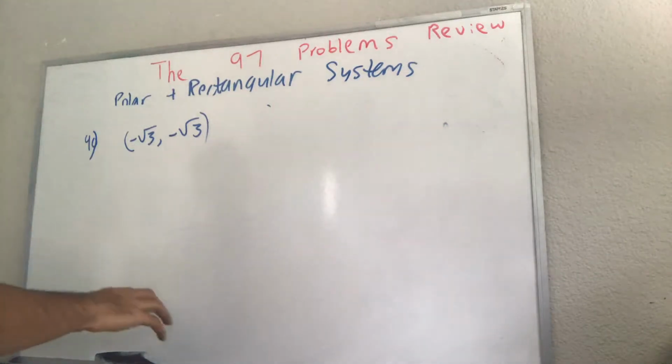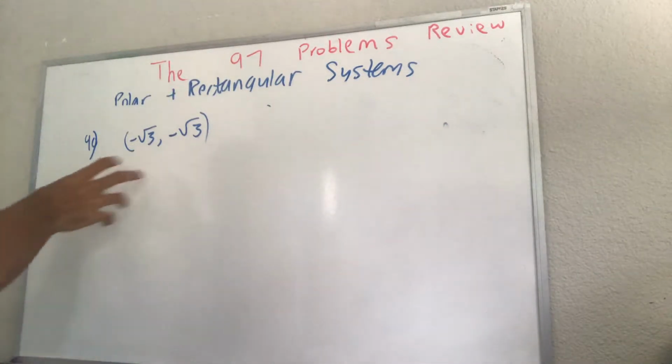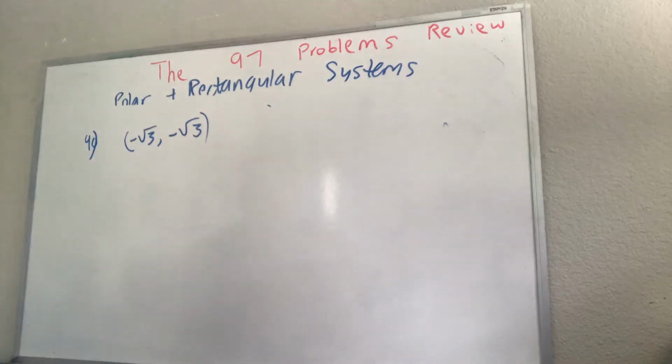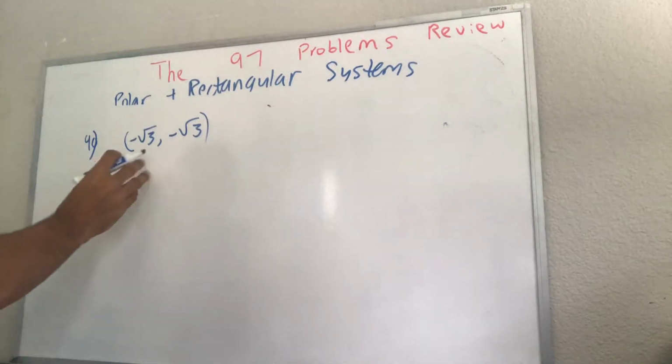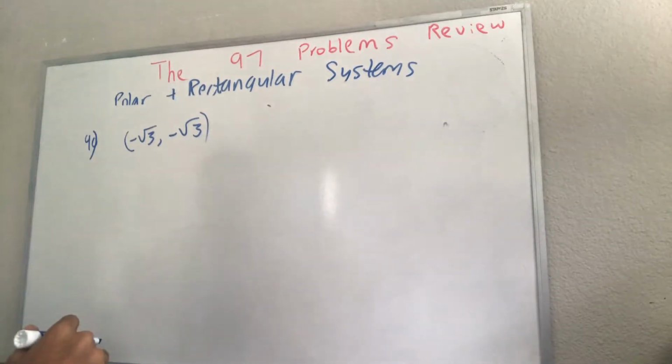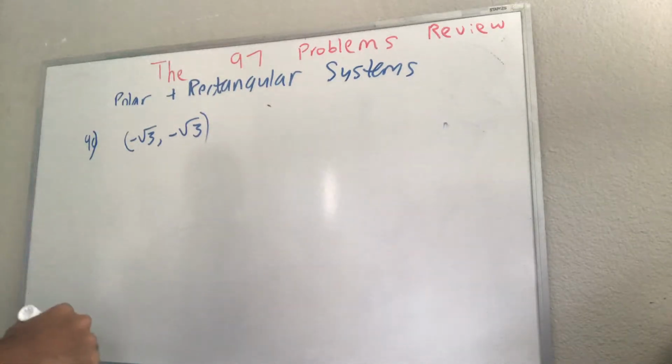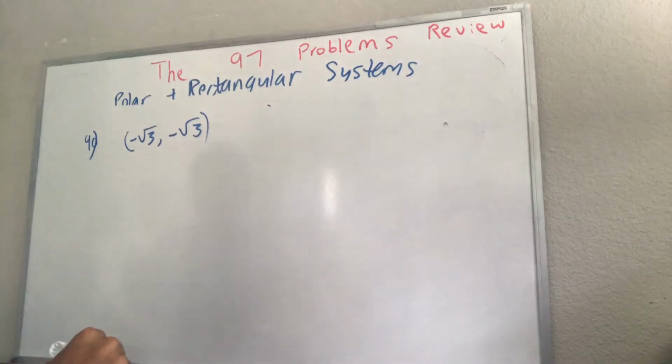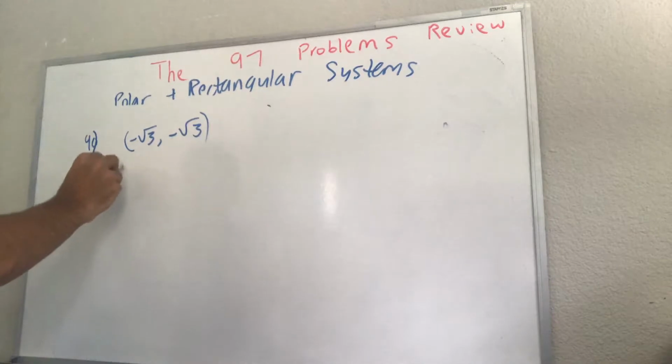So here I have question number 90. Again, we have negative root 3 comma negative root 3, that is in the rectangular system. We want to convert this into the polar form, right? So again, what I would do is x squared plus y squared is equal to r squared. So we know that gives us 3 plus 3, that's 9. So we're saying that r squared is equal to 9.